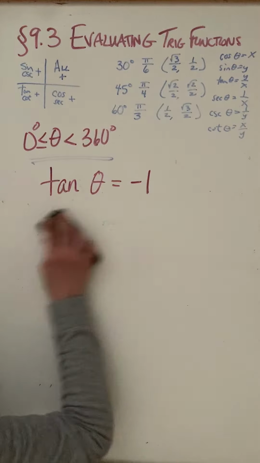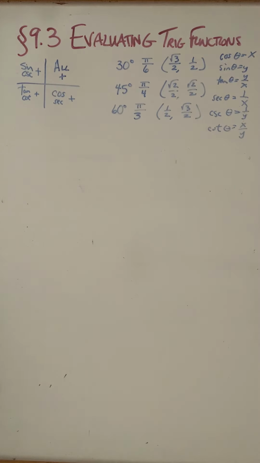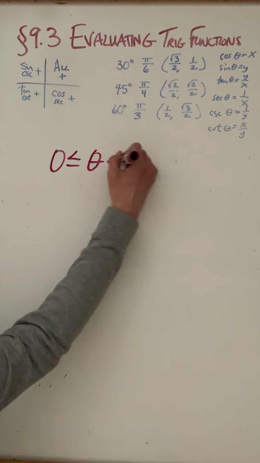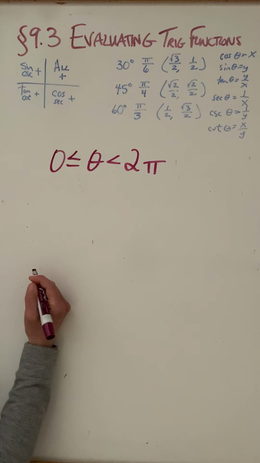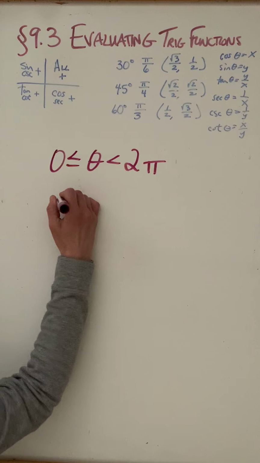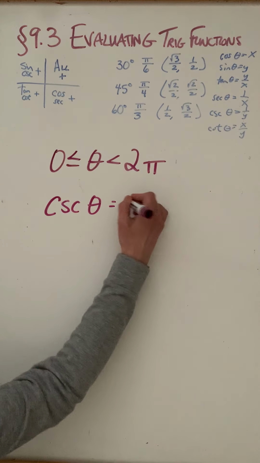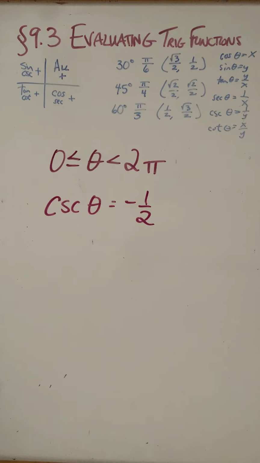Okay, let's do one more, and then that will be it. Let's change our domain this time so that theta has to be between 0 and 2 pi. And let's say we want to determine theta so that the cosecant of theta is -1/2. Okay, so our answers are going to be in radians. We want to know, where is cosecant theta equal to -1/2? Which angles theta will this be a true statement for?